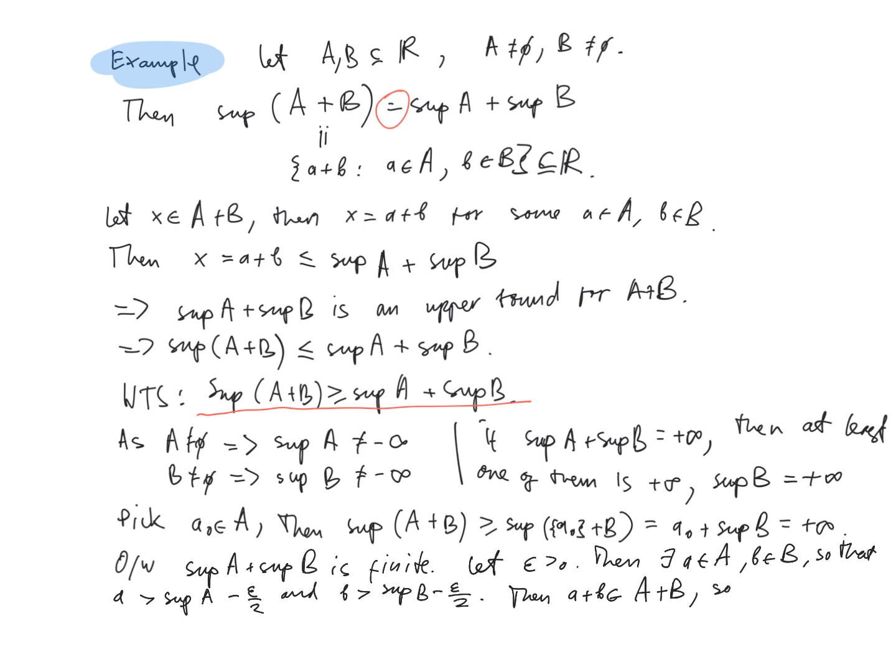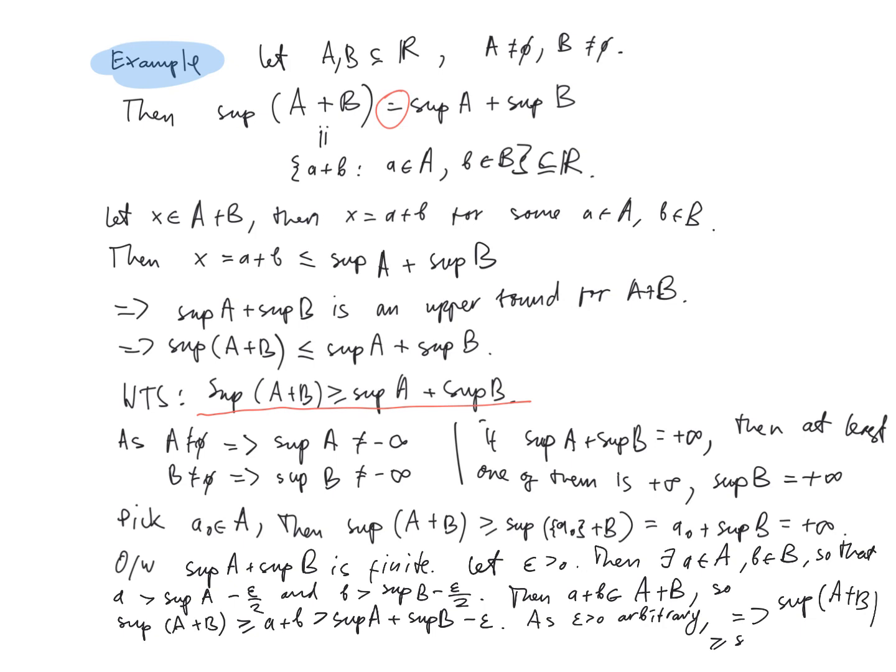And so we have that the supremum of the set A plus B is greater or equal than a plus b, which is strictly greater than the supremum of the set capital A plus the supremum of the set capital B minus epsilon. And since we started with epsilon greater than 0 an arbitrary real number, we conclude that the supremum of the set A plus B is greater or equal than the supremum of A plus the supremum of B.